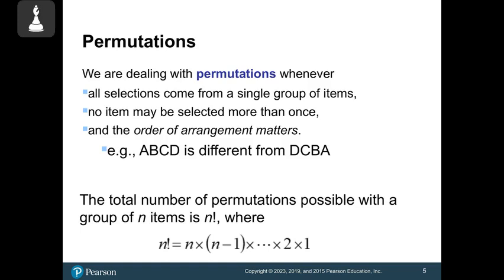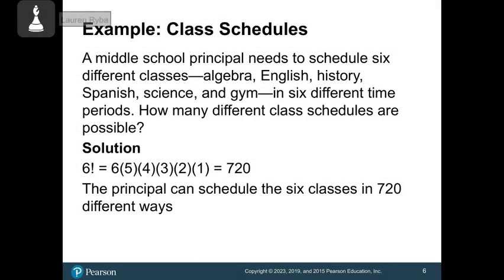The way we can calculate permutations is with what is called the factorial symbol here. And if we are going to use all of the items that we have. There may be some cases where we don't, and we will see that formula a little bit later here. But for right now, we're going to use that. A middle school principal needs to schedule 6 different classes: algebra, English, history, Spanish, science, and gym in 6 different time periods. How many different class schedules would be possible?